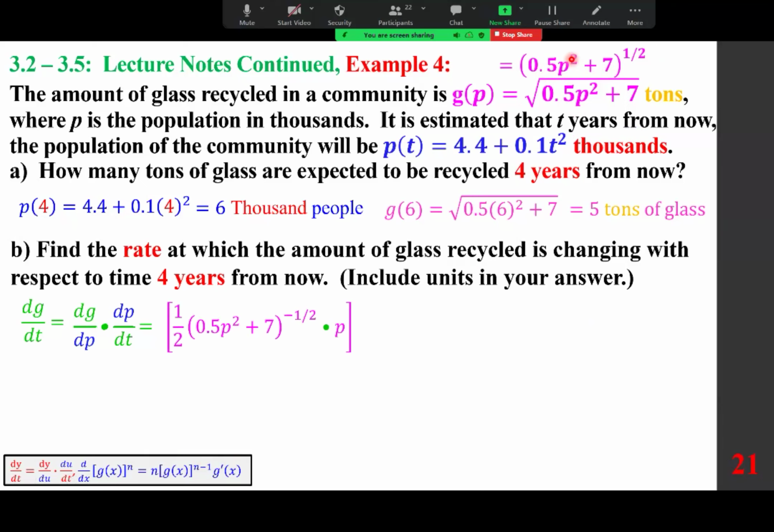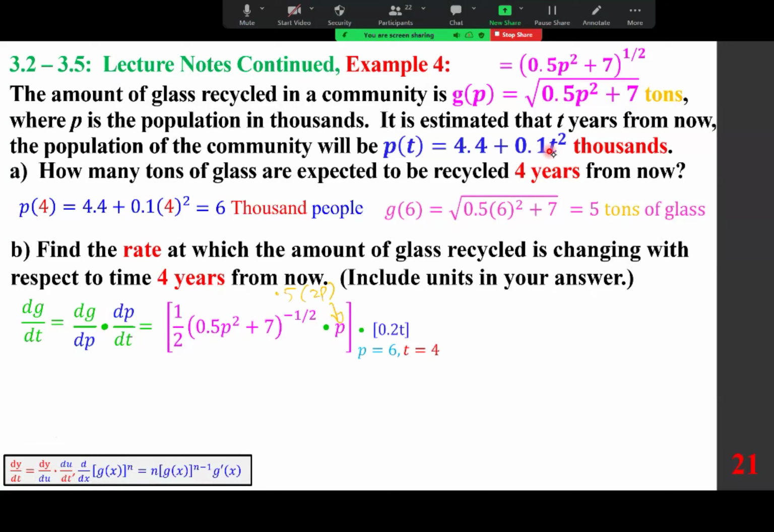I want to make sure we understand this one more time. 1/2 sits in front, then we write the same thing to the power of 1/2 minus 1. 1/2 minus 1 is negative 1/2. Then the derivative of the inside is 0.5 times 2p, or simply p. And then dp/dt. dp/dt is 0.1 times 2t, or 0.2t.